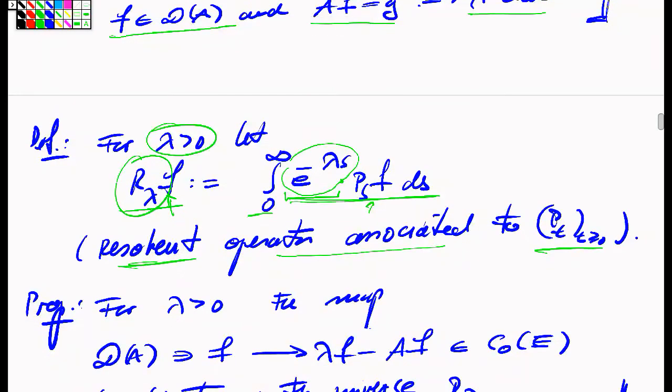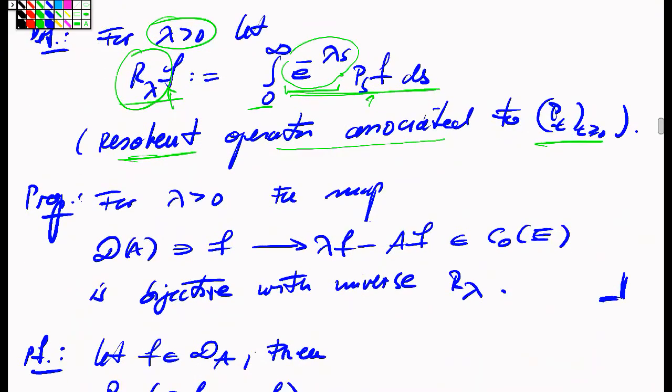And for each lambda positive, we can define this resolvent operator. And here comes the important proposition which we shall use for the full identification of, for instance, the generator of the Laplacian, of the Brownian semigroup. So fix any lambda positive. Then we can take a function f from the domain of the operator and map it onto lambda f, just a multiple of f, minus the generator of the semigroup applied to the function f, and we take the difference of these two things.